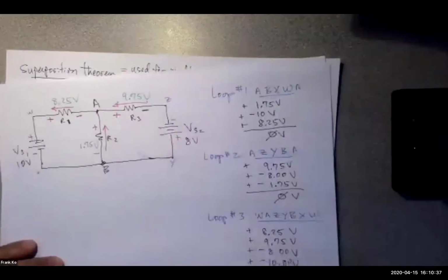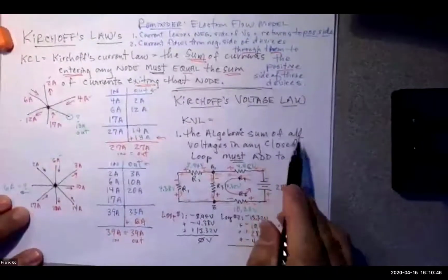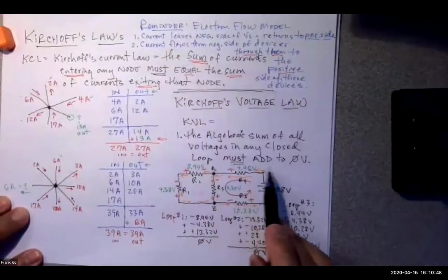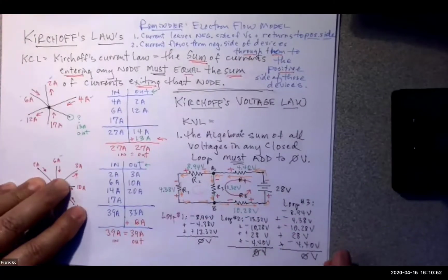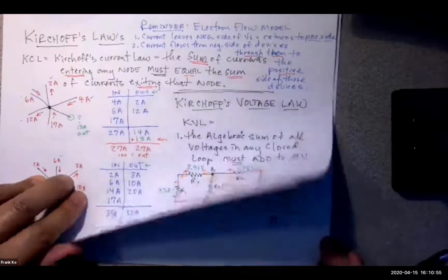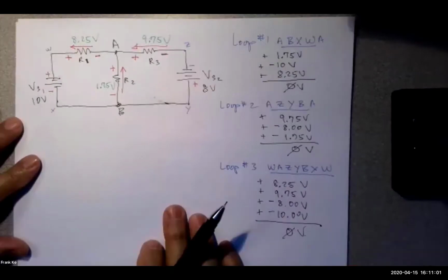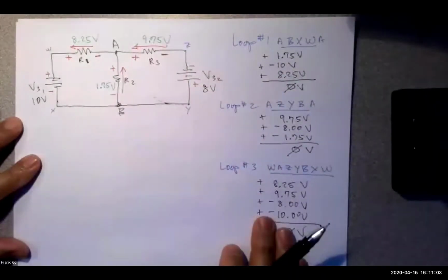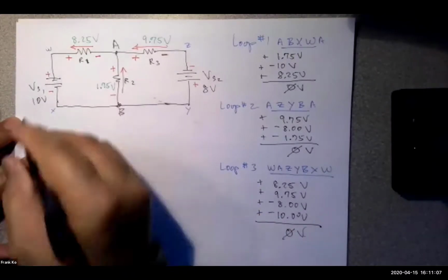Kirchhoff's voltage law stated this. Kirchhoff's voltage law stated, in any closed loop, the algebraic sum of all voltages must add to 0 volts. And we showed that when we first introduced Kirchhoff's voltage law, and we demonstrated that here with our circuit analysis for superposition. Kirchhoff's voltage law stands. One final thing and we're done, and that is Kirchhoff's current law.